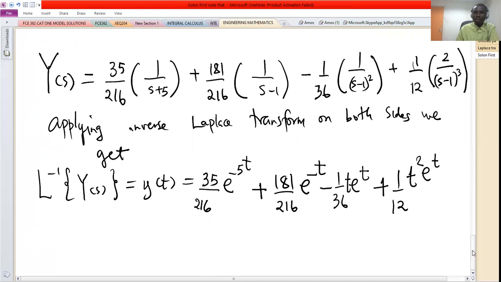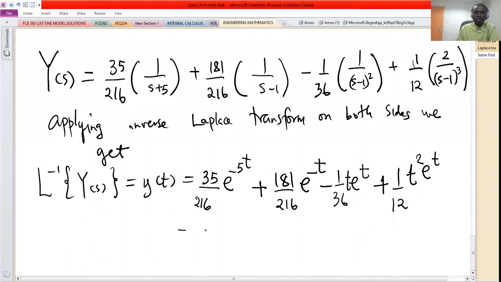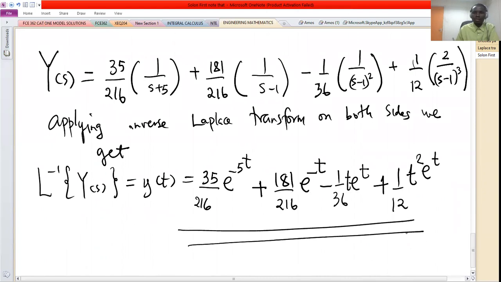So the reason why we wrote 1 over 6 as 2 over 12 is just to have the standard Laplace transform of t squared e raised to power t. So therefore, this is the final solution to the problem. So that is how we're supposed to solve that. Thank you.